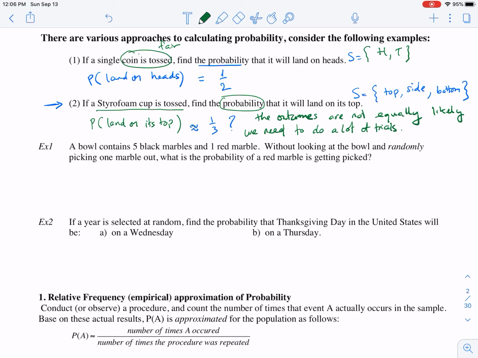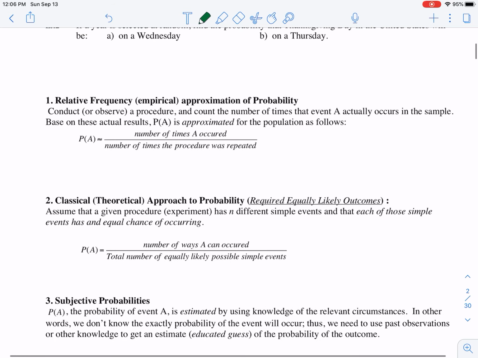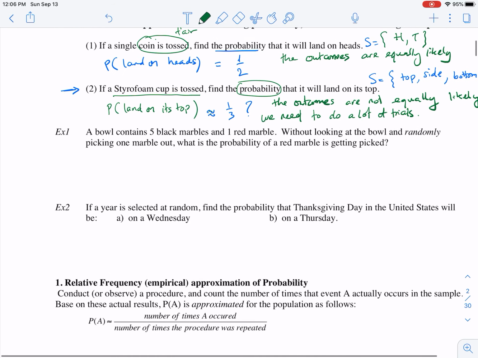So certainly we think that it's always the same way of calculating probability, but that's not true. It depends on the sample space, and on whether the outcomes are equally likely to happen or not. In this case here, the outcomes are equally likely, meaning they have an equal chance of happening. All right. So that brings us to the three different approaches we're going to talk about in a minute.